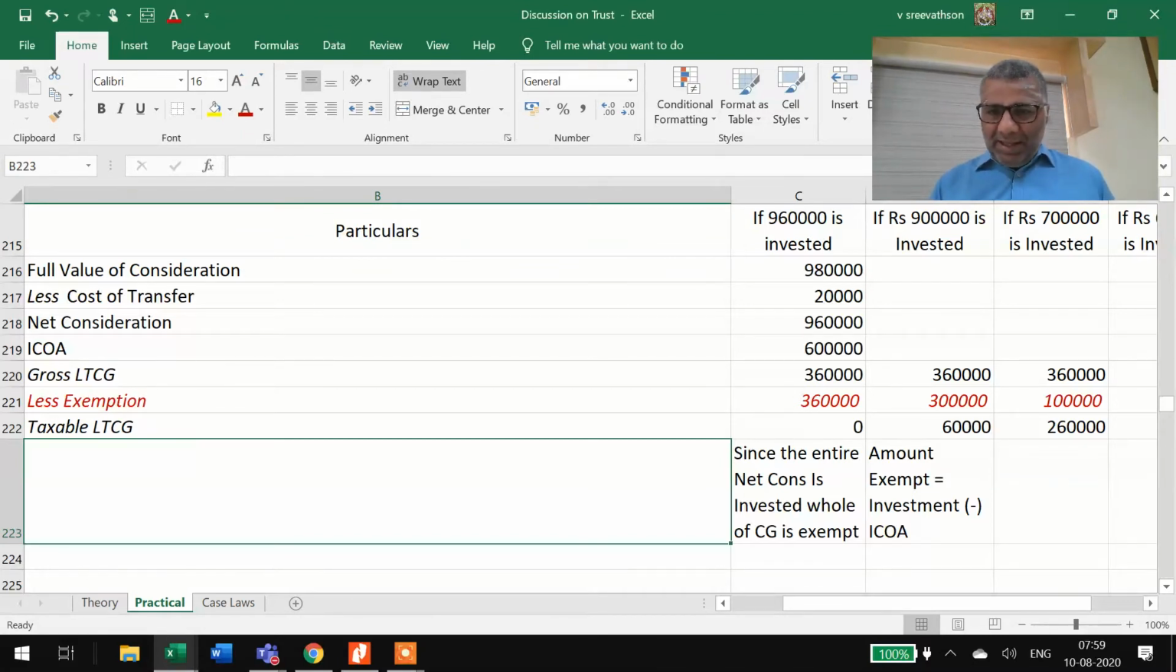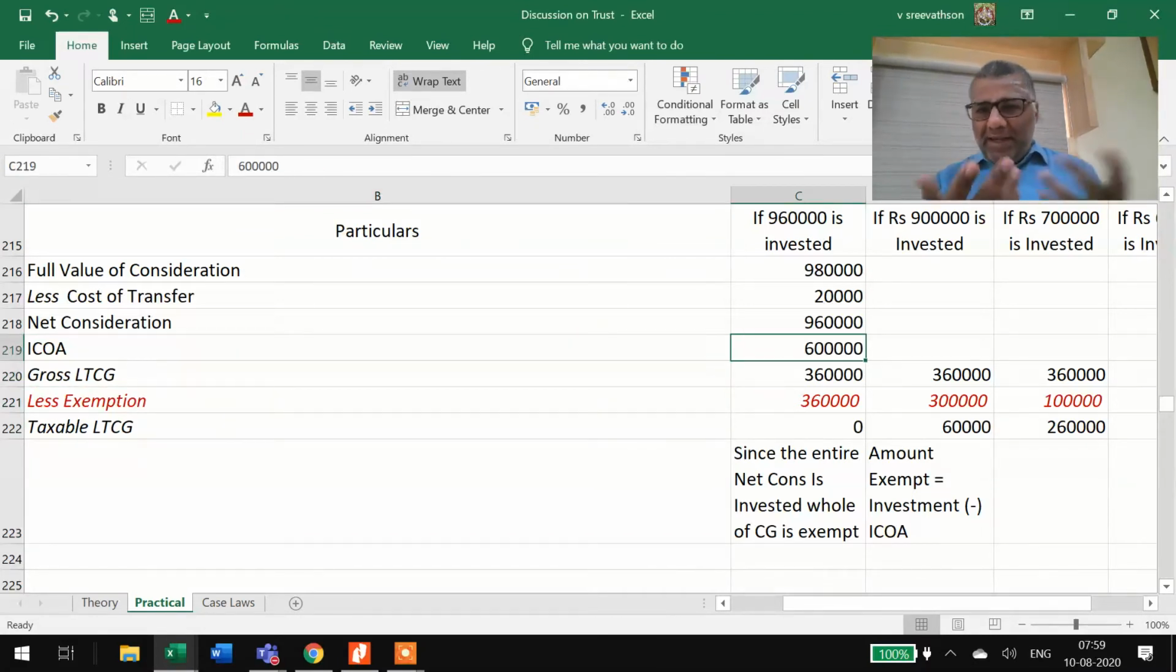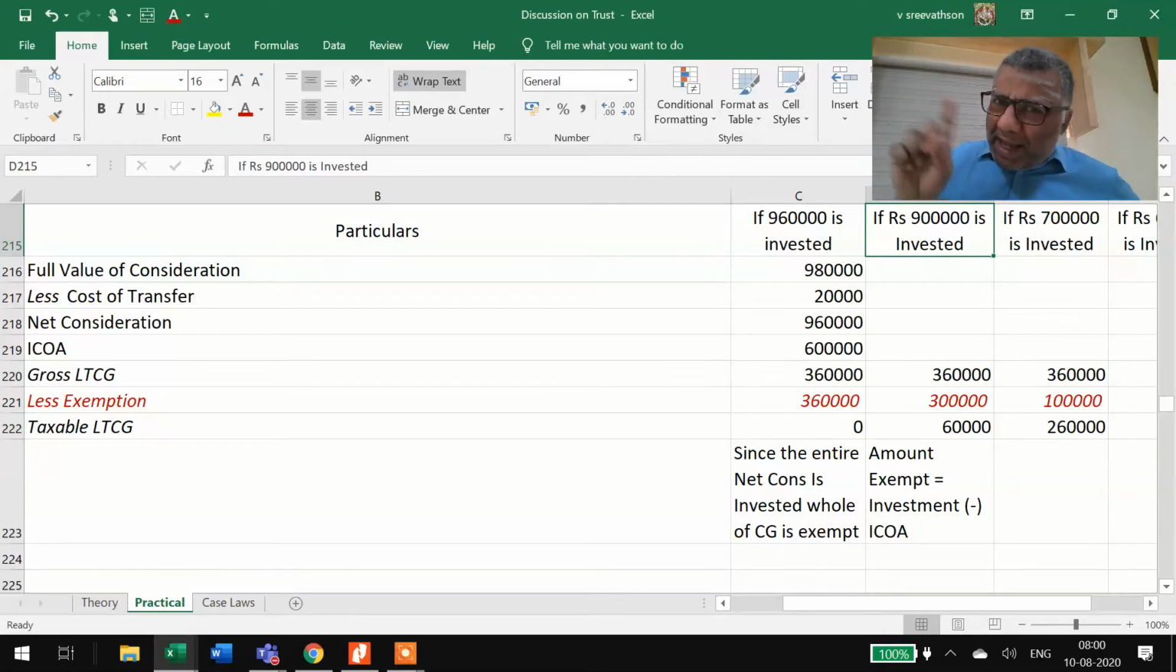Because this 6 lakhs, whatever may be the amount, you have already claimed as utilization in some year. Very nice thinking by the lawmakers. Whatever you are investing more than 6 lakhs only, I will give you the exemption, because this 6 lakhs is already claimed by you. Now you cannot say, sir, I am using 9 lakhs. No, you are not using 9 lakhs.